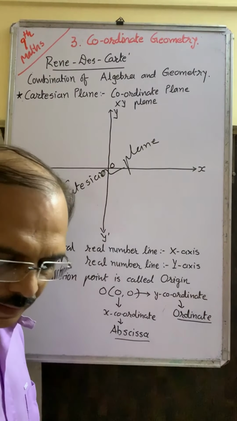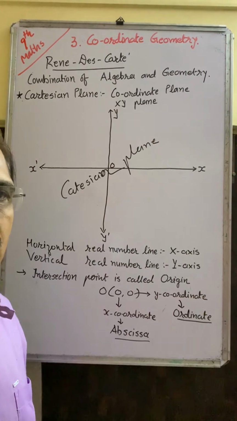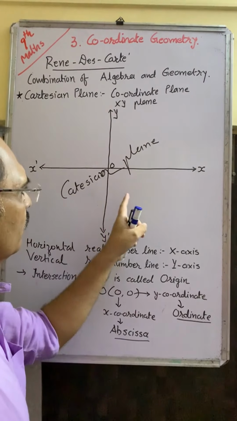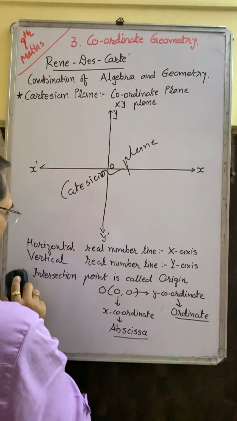when this x-axis and y-axis intersect with each other, then the Cartesian plane is divided into 4 equal parts. 1, 2, 3, 4. These parts are known as quadrants. See.